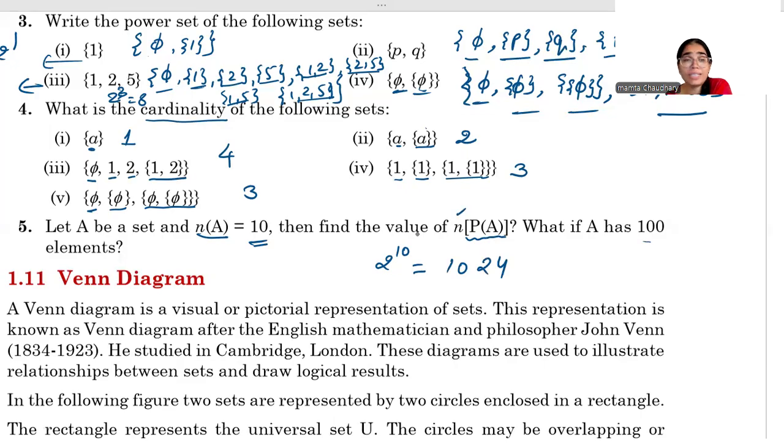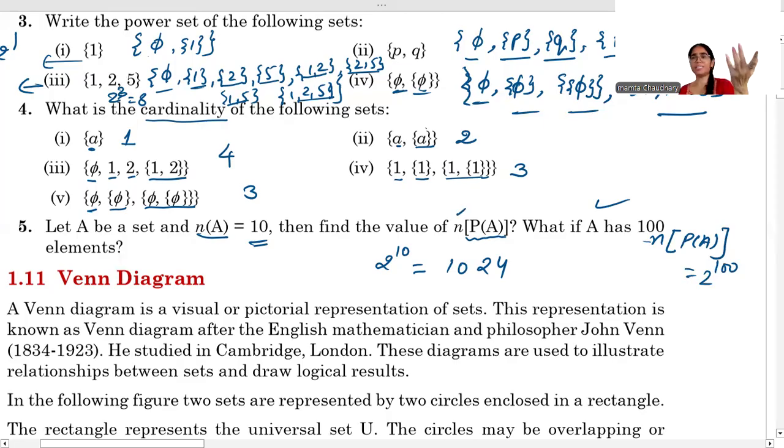What if A has 100 elements? If A has 100 elements, the number of elements in the power set of A will be 2 raised to power 100. That's it. The formula is 2 raised to power n. If A has n elements, then in its power set we have 2 raised to power n elements. That's it. This formula we have already studied.